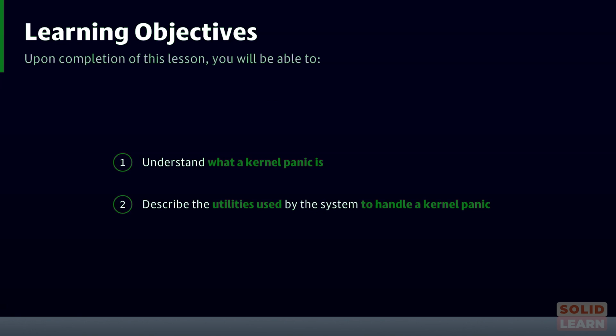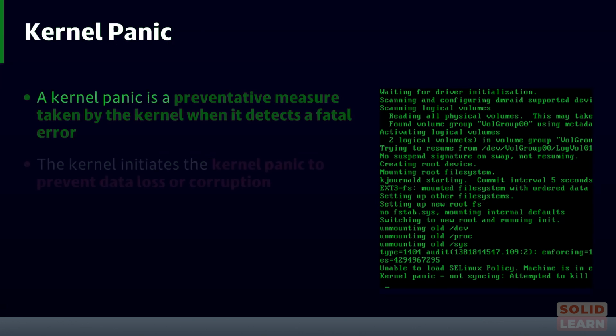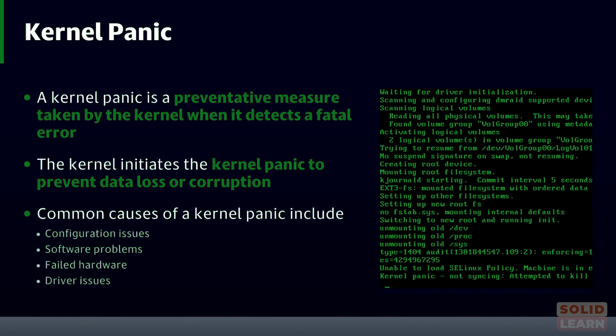So upon completion of the lesson, you'll be able to understand what a kernel panic is and describe the utilities that are used to handle one. So a kernel panic is essentially a preventative measure. This is what happens when the kernel detects an issue, and it does so in order to prevent any kind of loss or corruption of the system itself.